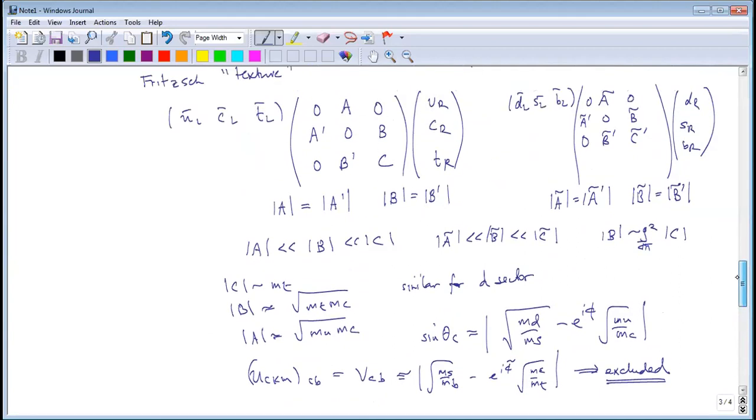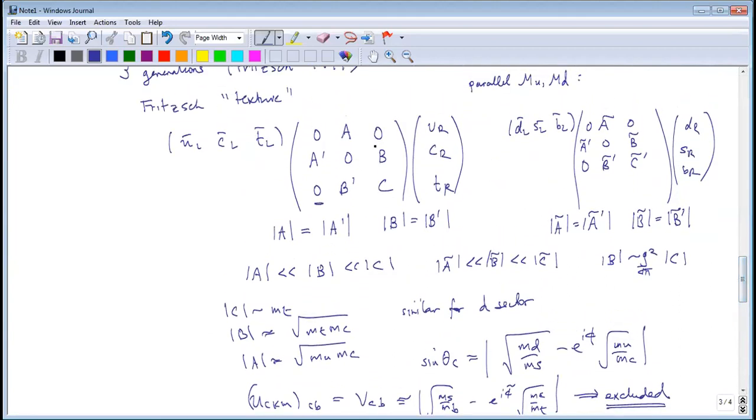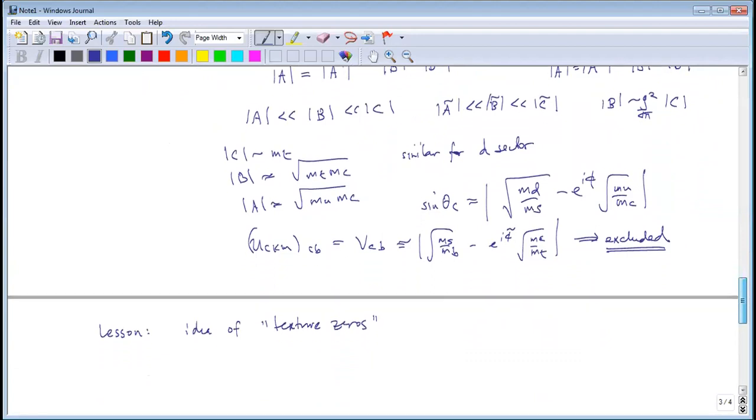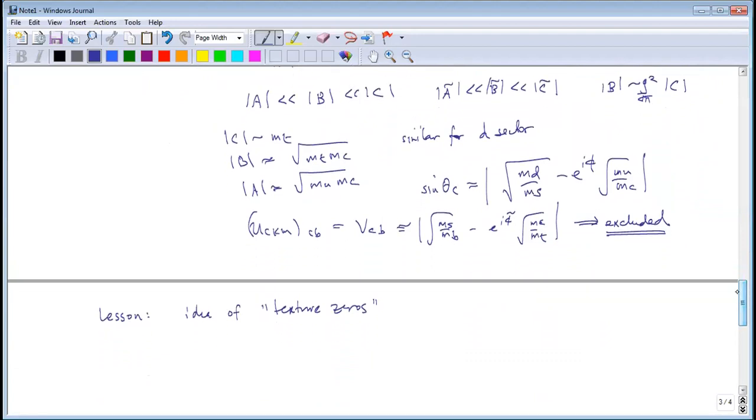So notice this texture had the zeros here in the 1,3 and the 3,1 entries, okay? Basically, we can use the freedom of the fact that the physics is going to be invariant under a common unitary transformation among mu and md. So if we take both quark masses, for example, and shift them.